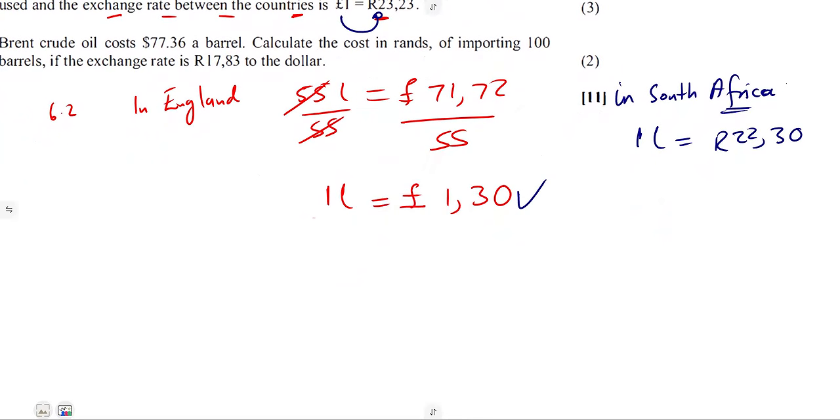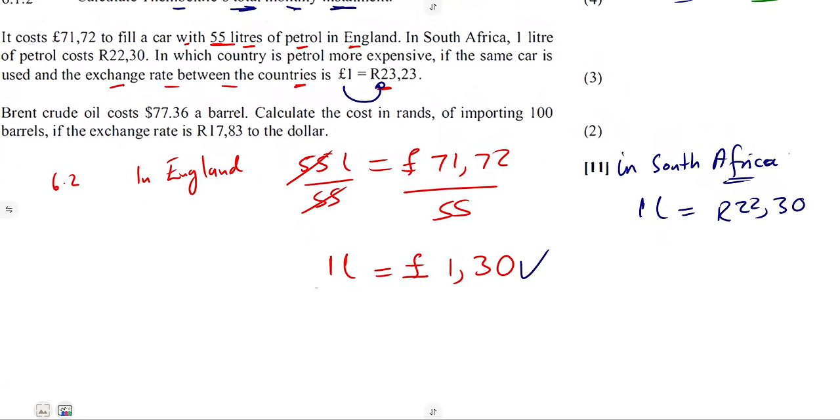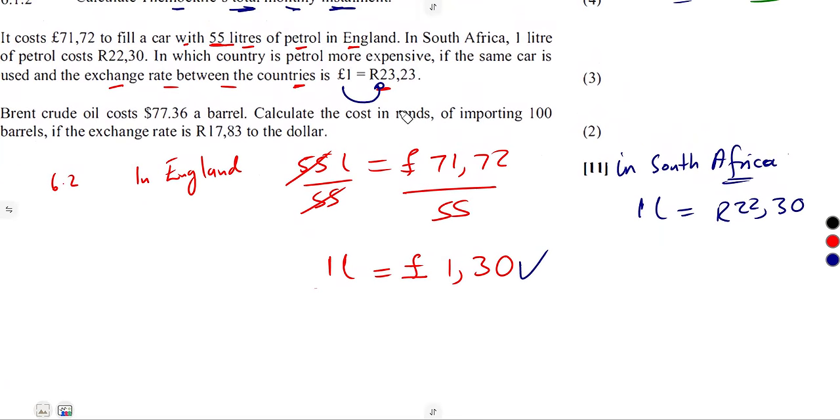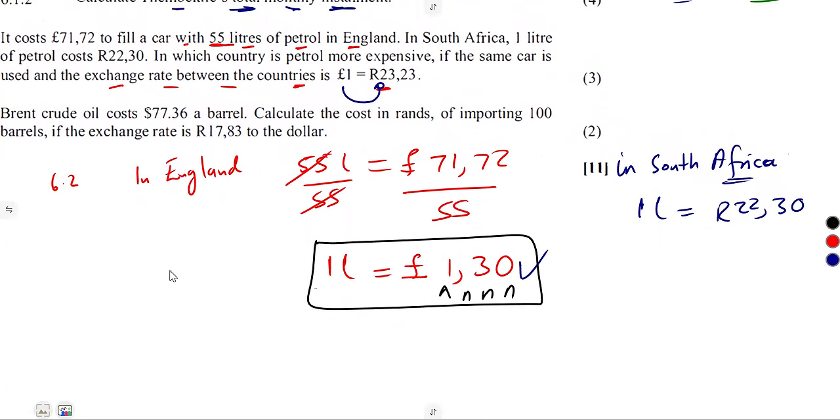Since we are given different currencies, we are supposed to convert one to the other. Is it the rand we're going to convert to the pound, or the pound to the rand? It's up to you. So as for me, I was going to convert the pound, because we are given here that 1 liter is 1.30. But before, we are told that a pound is equivalent to what? It is equivalent to 23.23. What about this one?